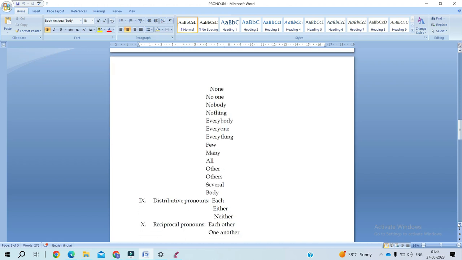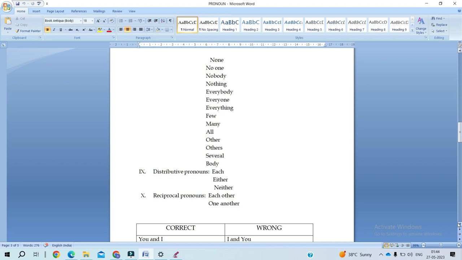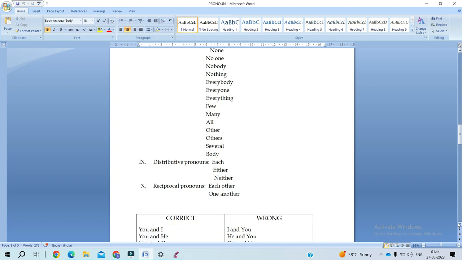Next is the distributive pronoun: each, either, neither. Distributive pronouns. Reciprocal pronouns: each other, one another. And we will use all these pronouns in the coming videos in depth. These all come after the tenses.